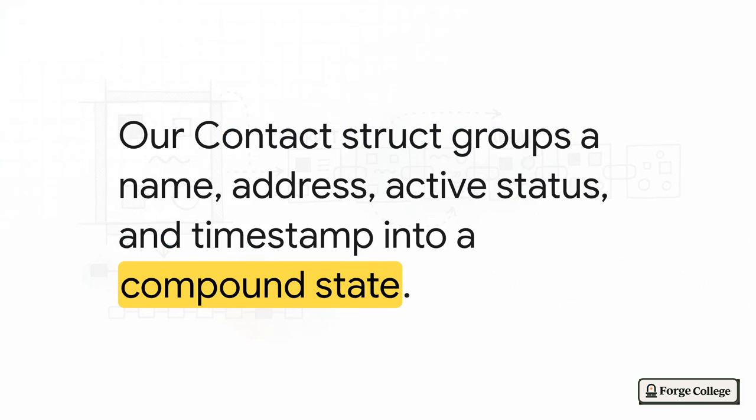Okay, first we design our form. Here is our official contact struct. We're grouping a string for the person's name, an Ethereum address variable, a Boolean to track if they're an active contact, and a uint256 timestamp for when the record was last updated. This is a perfect textbook example of compound state. These 4 pieces of data belong together, and from now on they will travel together as one single unit.